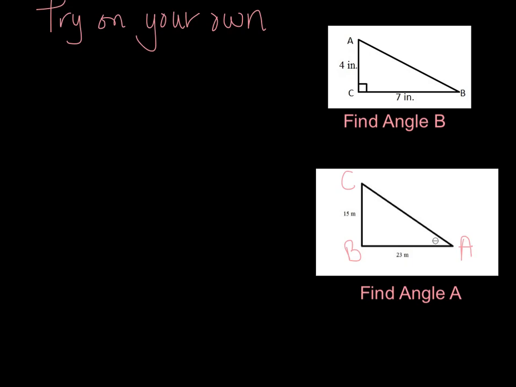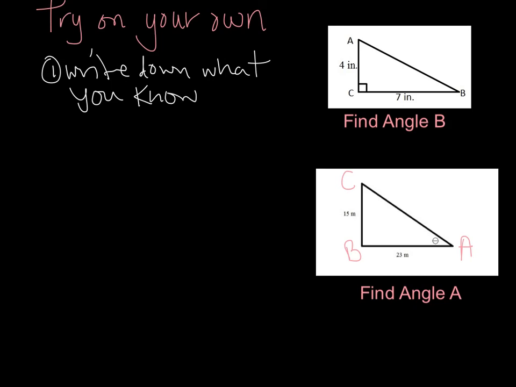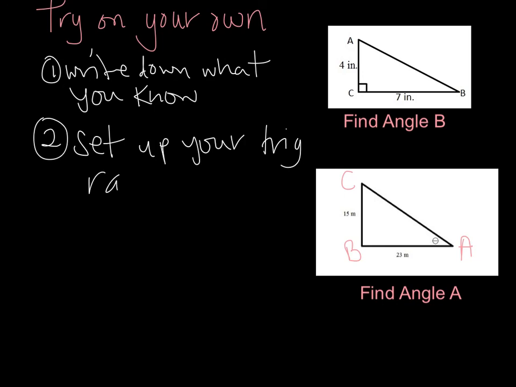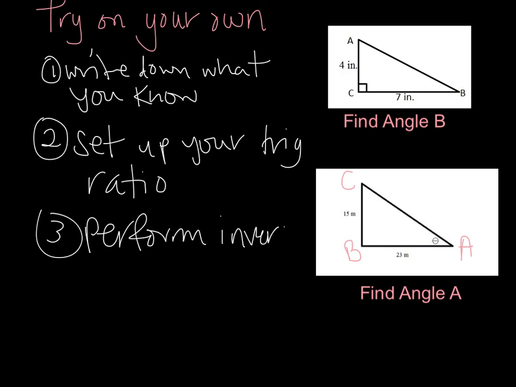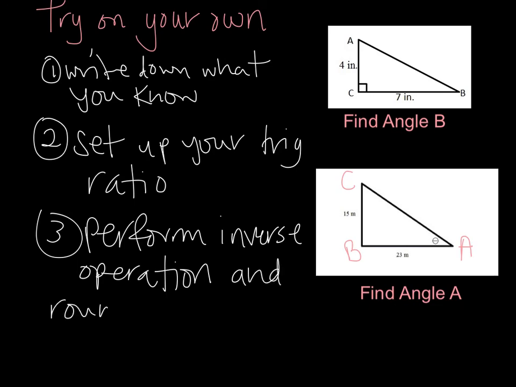Here are two examples you can try on your own, but I'm going to give you the steps that you can use to solve these problems. 1, write down what you know. 2, set up your trig ratio. 3, perform inverse operation, and round to nearest tenth.